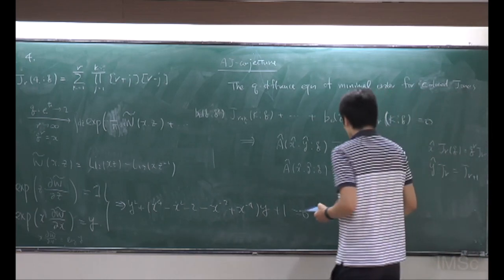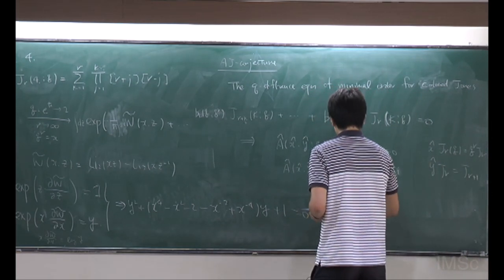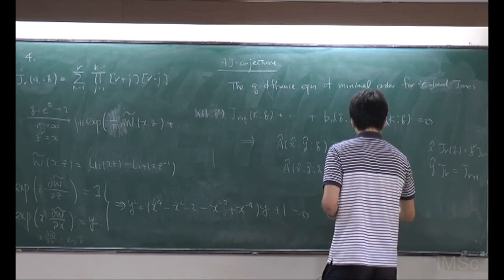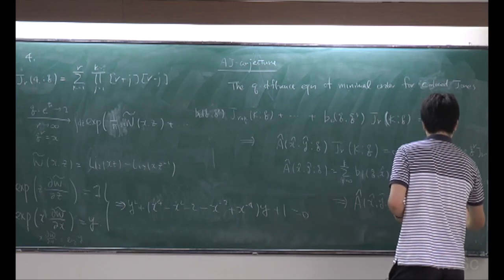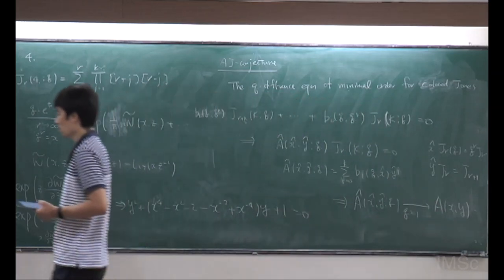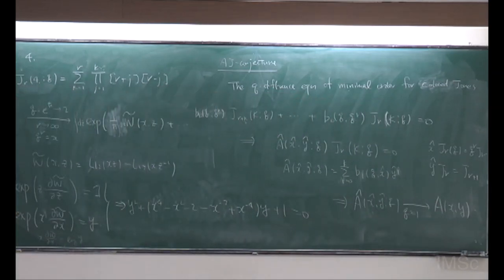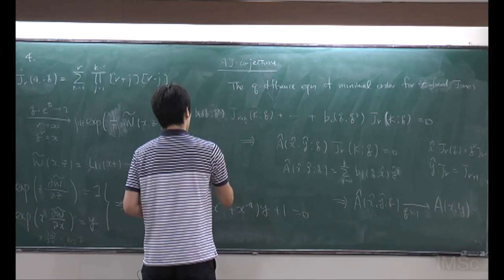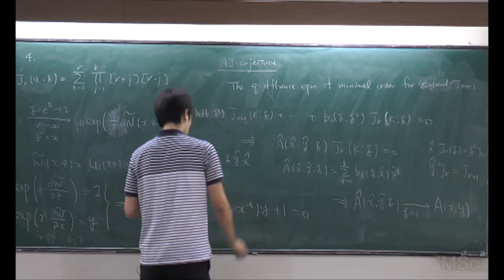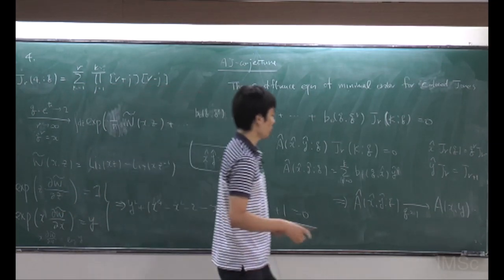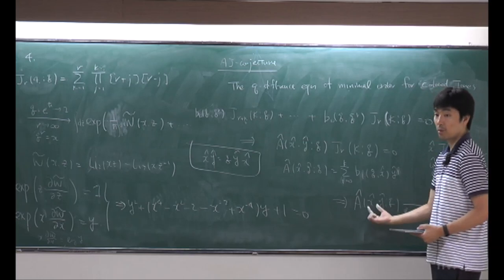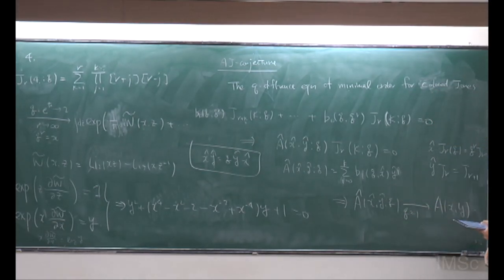Okay. And the conjecture is the following. If you take the classical limit of A hat, x hat, and y hat, when you take q equal to 1 limit, it becomes the A polynomial. Okay. Yeah, so x and y satisfy the following condition: x hat y hat is equal to q times y hat x hat. And so when you take the q to 1 limit, x and y become commutative, and this polynomial reduces to the A polynomial.